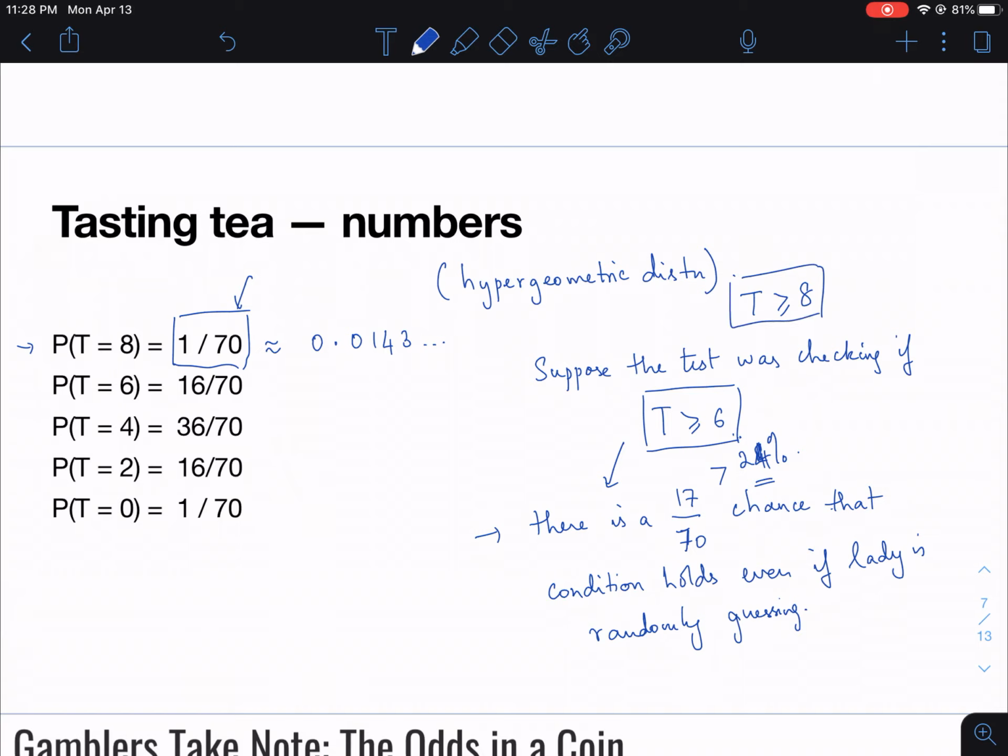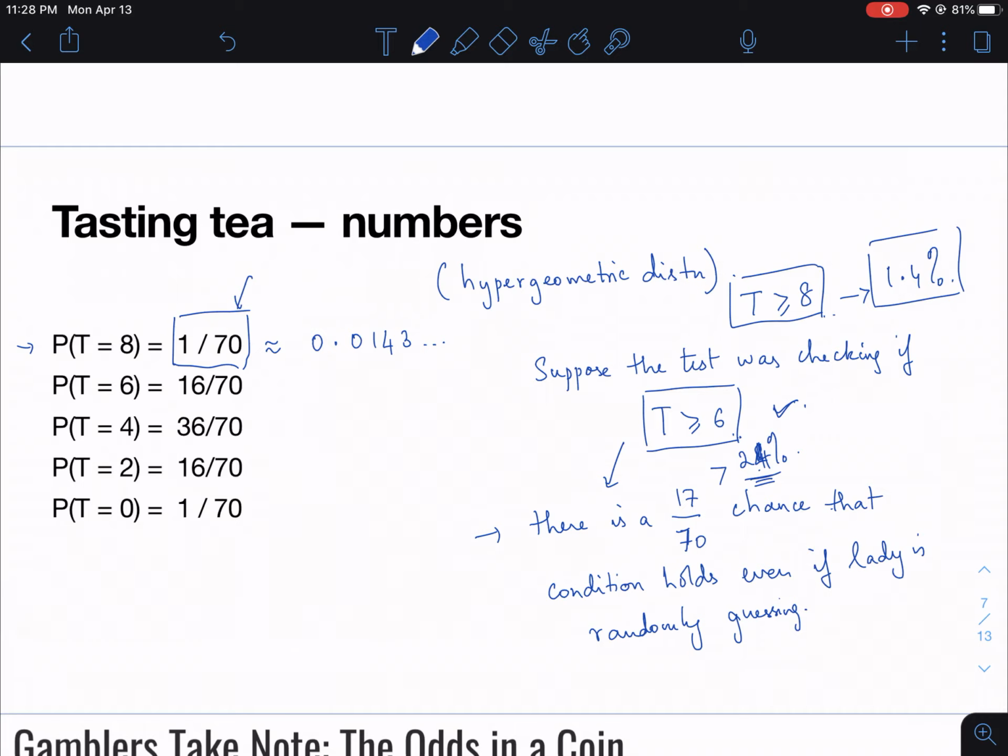Okay. It's weaker in the sense that the condition of this test could hold with a higher probability even if this person was randomly guessing. Okay. T bigger than or equal to 8, the probability that the person succeeds if she is randomly guessing is something like 1.4%, okay, which you may be comfortable with, while 24% is usually quite high.